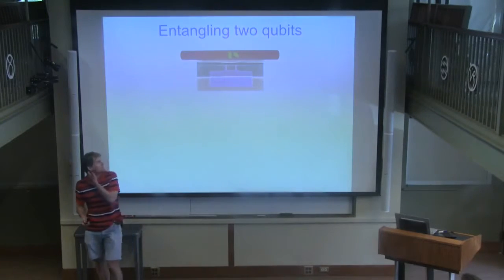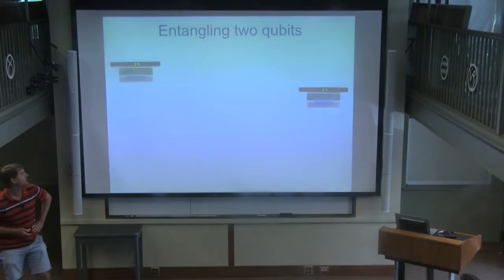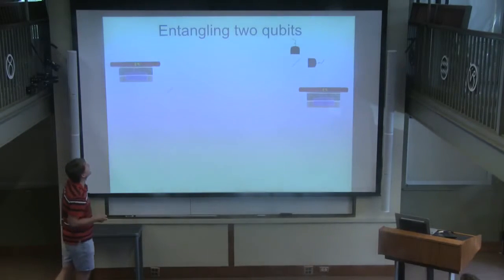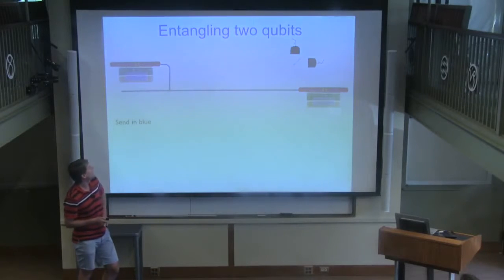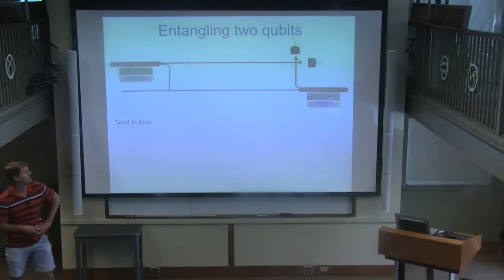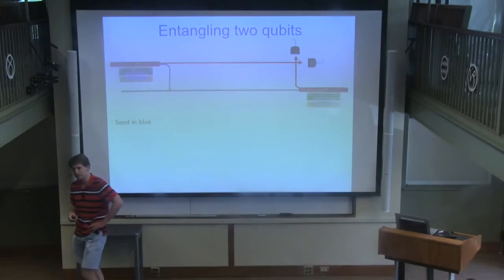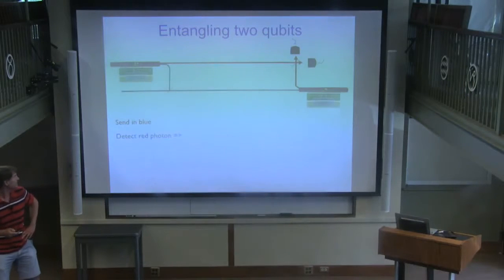All right? So the way you will then use this to entangle two qubits is you make two of these, and make an interferometer, send in blue light, and then one of these emits a red one, and then a photon comes out, and you have a click on these two detectors. You don't know which one, and you are entangled.